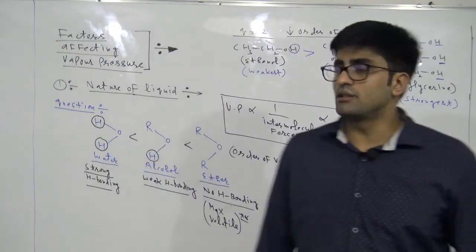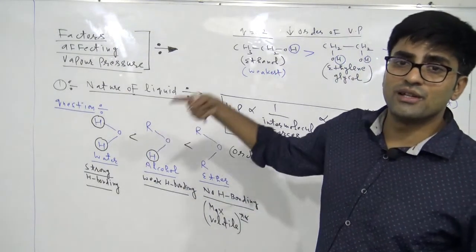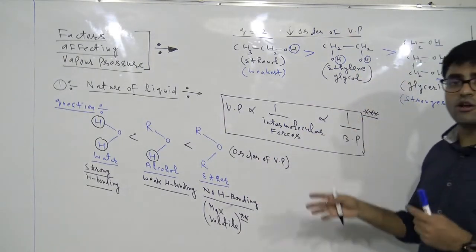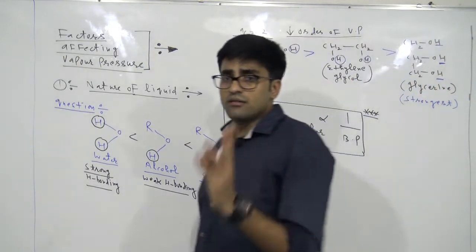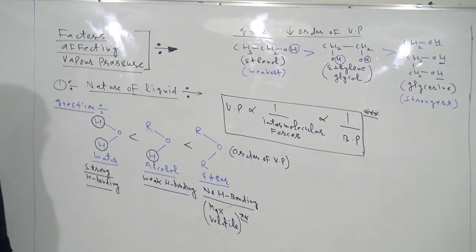So suppose I ask you to compare the boiling point: whatever the order of vapor pressure, you have to just reverse it. Here also, if I ask you to compare the boiling point, whatever the order of vapor pressure, you have to reverse it. That's it. Yes or no? Is the point clear to everyone?